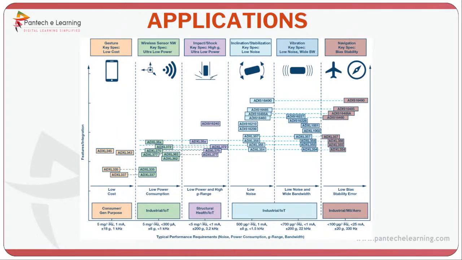And then in industrial IoT, sometimes there will be noise, and wide bandwidth is also needed. For example, if you need to connect IoT across a whole hospital, you need wide bandwidth to connect all the devices. And industrial IoT with aerospace, you can likewise connect with the help of low bias stability error.